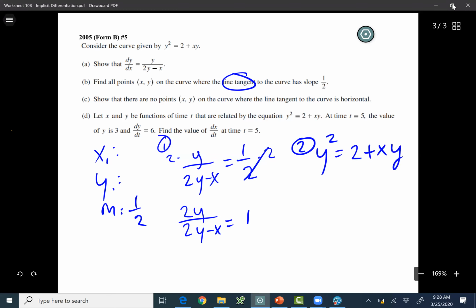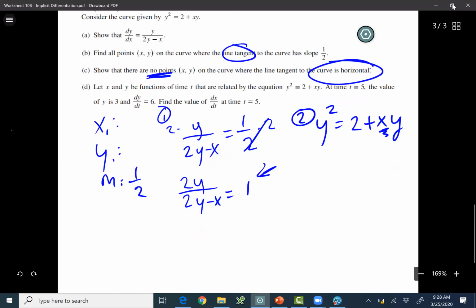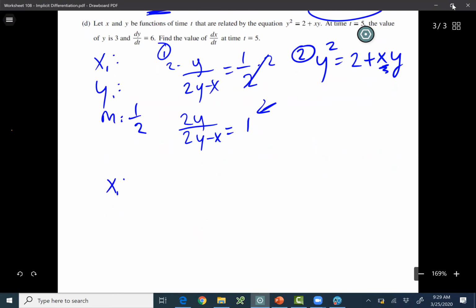So in this case here, we have 1x. We can isolate x and then plug it in over here. We're not going to go through that, just kind of talking about it. C says show that there are no points where the tangent line is horizontal. So same thing, we would have x1, y1, and m. This time m is 0. We're going to do that same exact process.